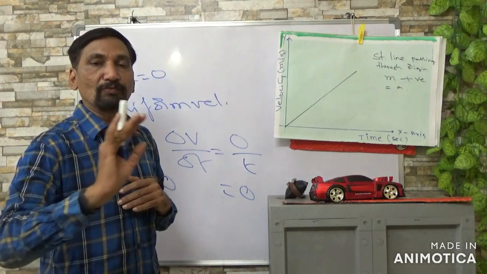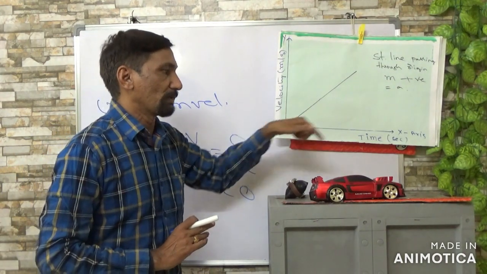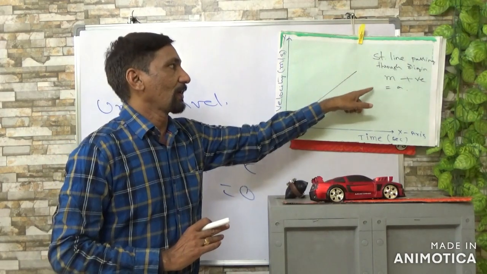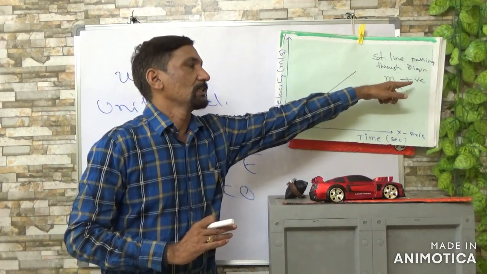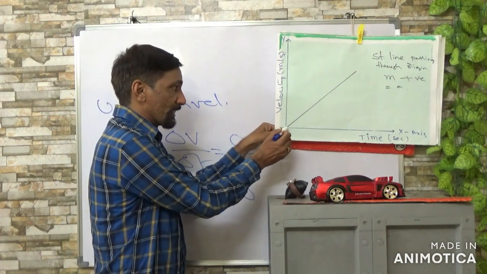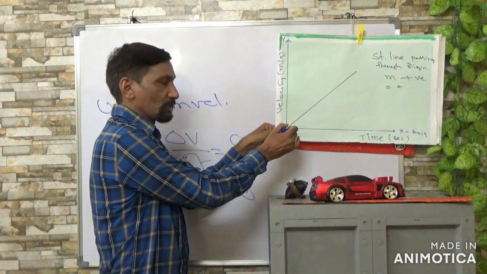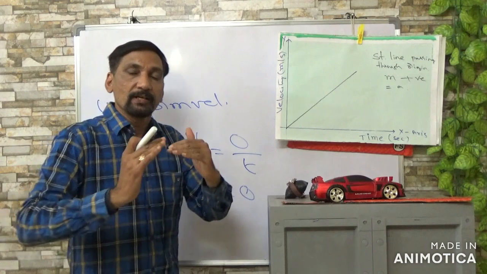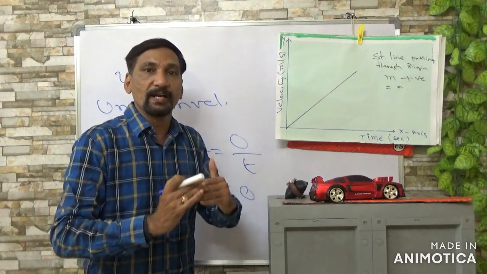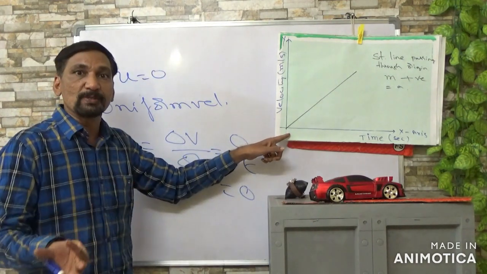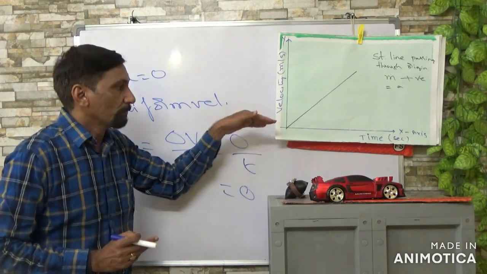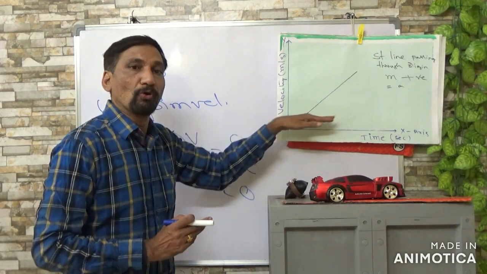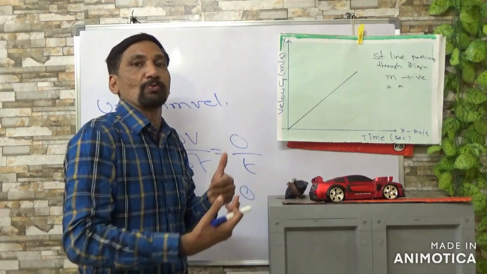So what is the nature of the velocity versus time graph in this case? Straight line passing through origin. Slope is positive because it started from rest. No velocity in the beginning. Whenever a body starts from rest, the corresponding velocity will be 0. That is why at 0 seconds its velocity is 0. But as you increase the time, its velocity increases.